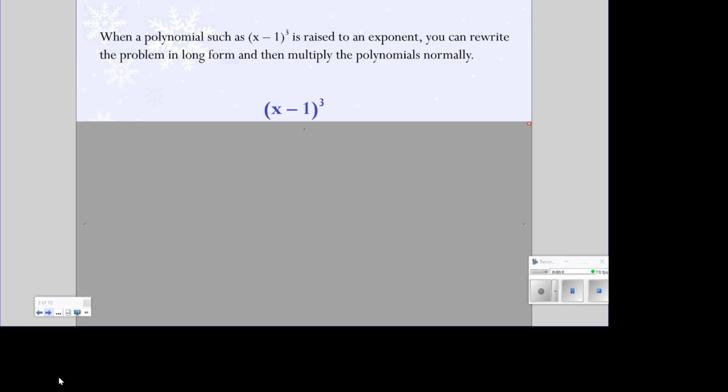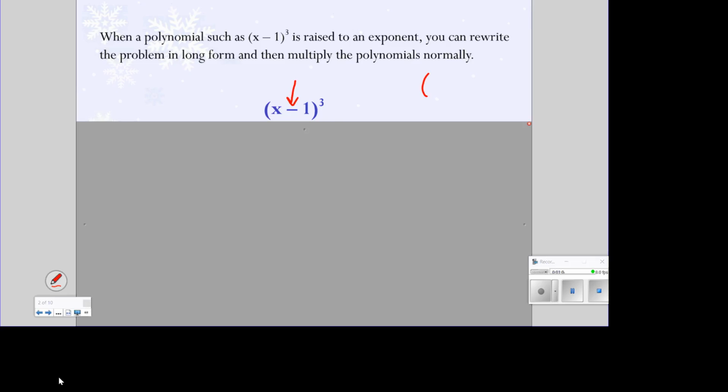Firstly, whenever we're raising a polynomial to a power, we will need to make sure to simplify it a certain way. When a polynomial such as x minus 1 cubed is raised to an exponent, you can rewrite the problem in long form and then multiply the polynomials normally. What you should not do is look at this exponent of 3 and say, oh, that applies to all the exponents inside. You cannot do that because there is this subtraction sign in between.